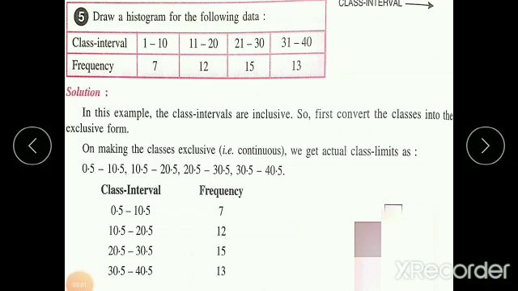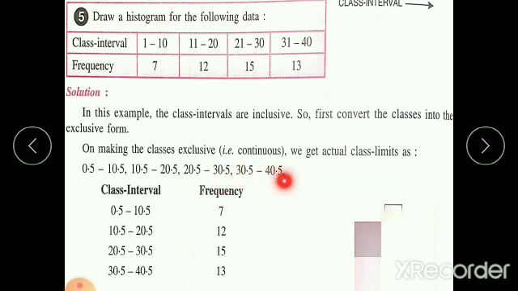We'll see one more example. Draw a histogram for the following data. Class intervals are 1 to 10, 11 to 20, 21 to 30 and 31 to 40. So it is an inclusive class interval, and you have to convert it to exclusive class interval. On making the class exclusive, that is continuous, we get the actual class limits: 0.5 to 10.5, 10.5 to 20.5, 20.5 to 30.5 and 30.5 to 40.5.